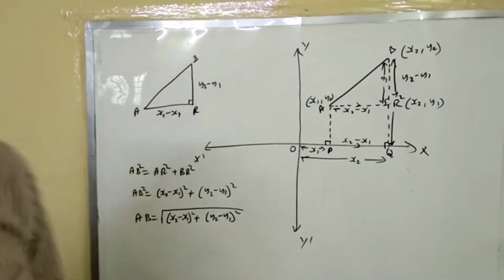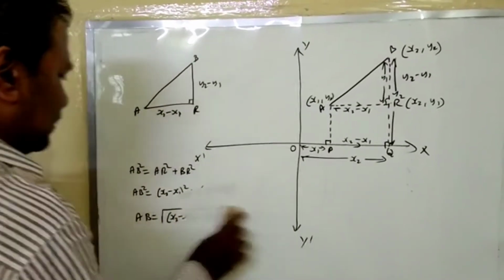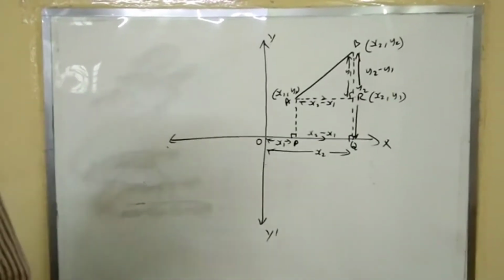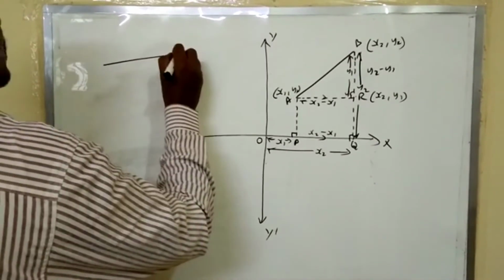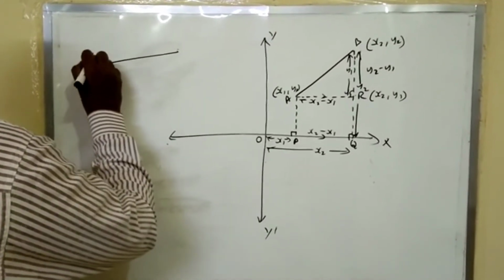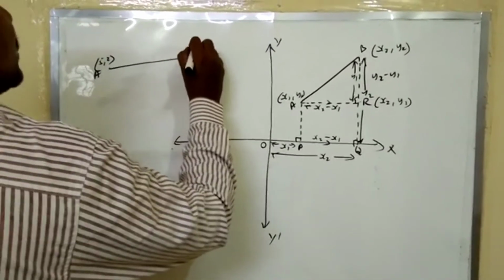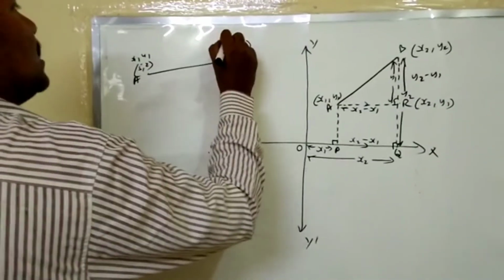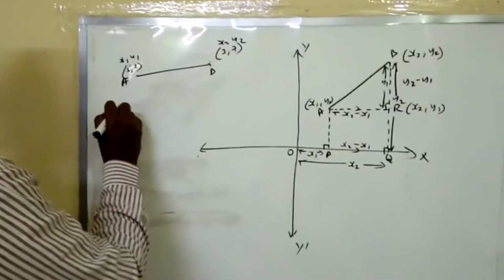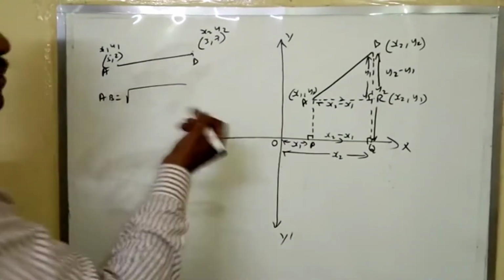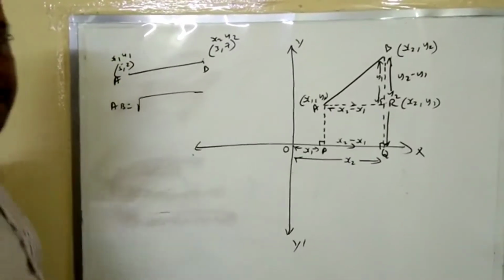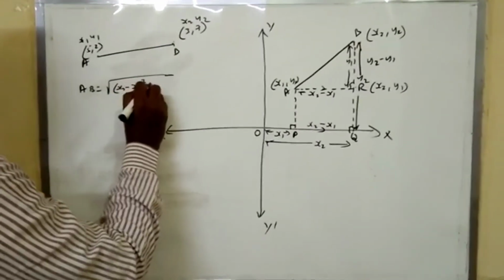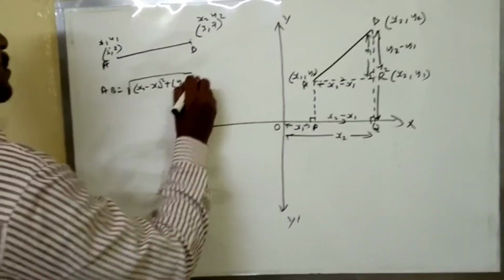I'll give a small example. A is equal to (5, 2), B is equal to (3, 7). This is x1, y1. This is x2, y2. So AB is equal to, the formula is already generalized, square root of x2 minus x1 whole square plus y2 minus y1 whole square.